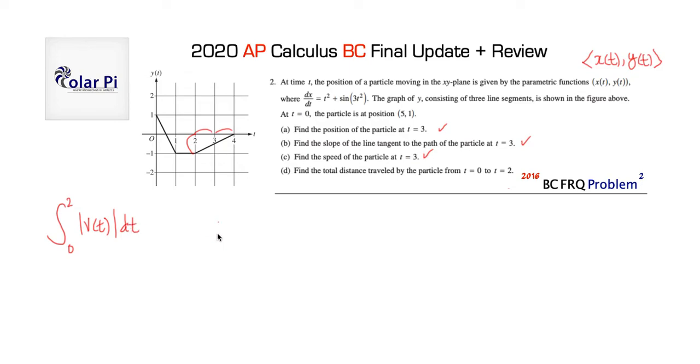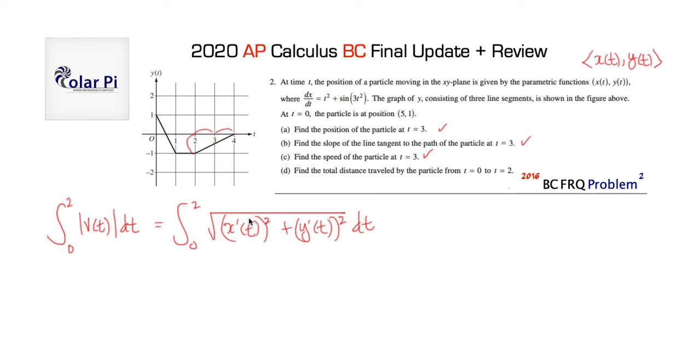But wait, notice that the absolute value of velocity is exactly as we just defined. So it's going to be 0 to 2, and then the square root of, we said, x prime of t squared plus y prime of t squared, right? And then, of course, dt at the end, right? So I'm saying this here is the absolute value of velocity and its speed. We just said it. Hopefully your short-term memory wasn't so bad.